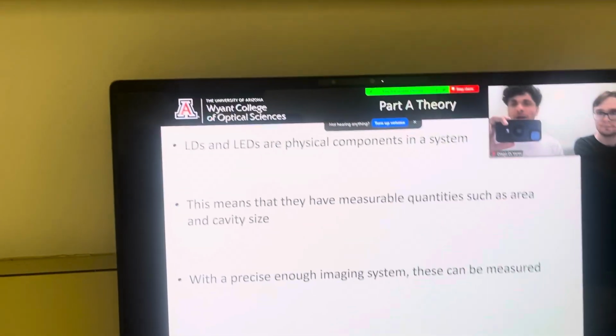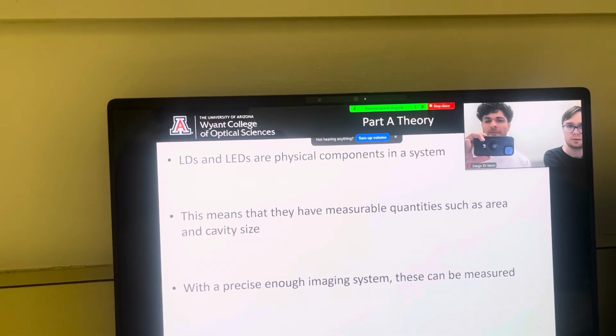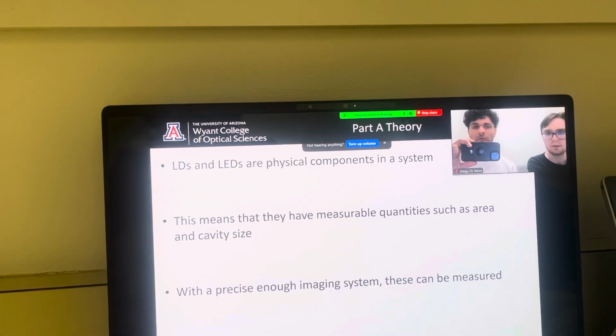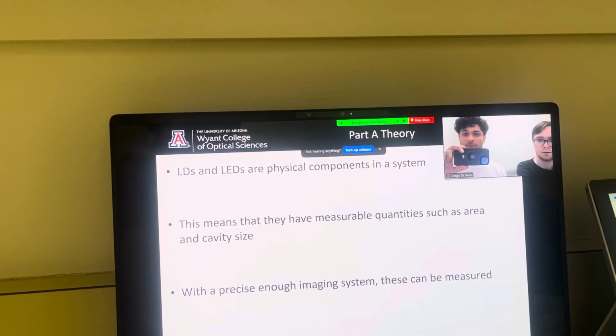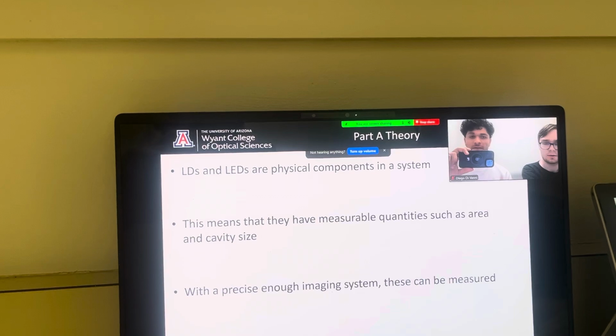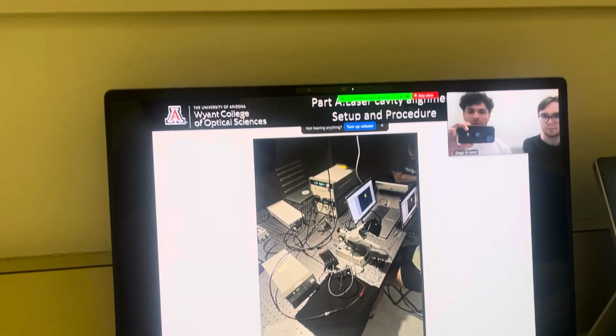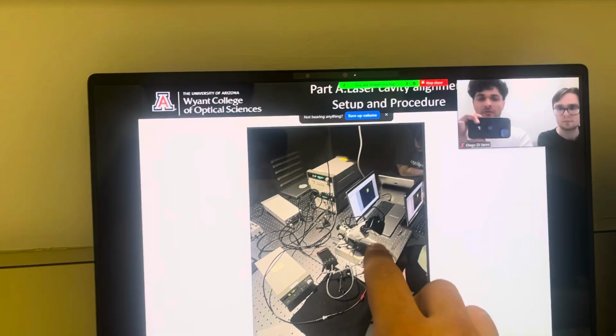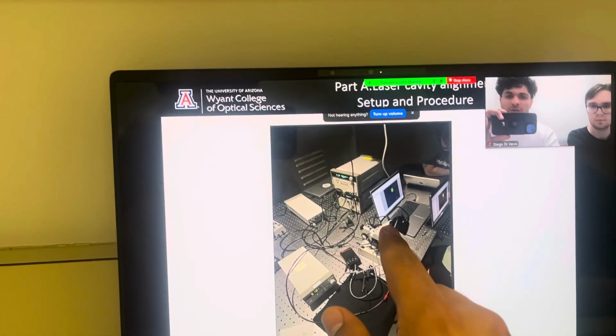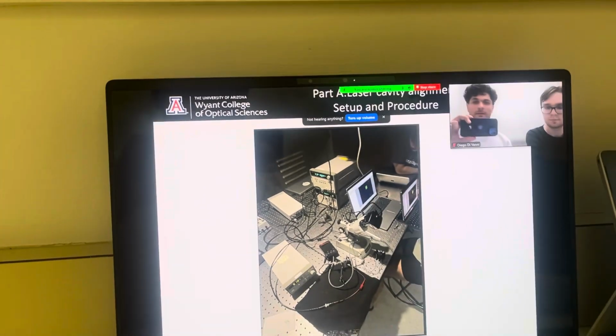So for the theory, LDs and LEDs are physical components in the system. This means that they have measurable quantities such as area and cavity size. With a precise enough imaging system, these can be measured. So that was the setup for part A. We got the microscope and the computer that was attached to the camera to record the data.